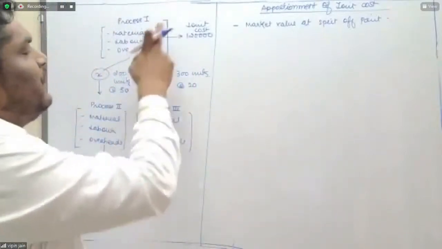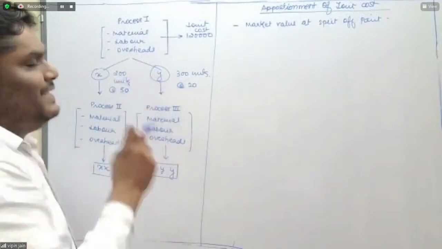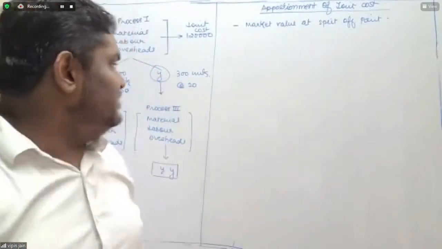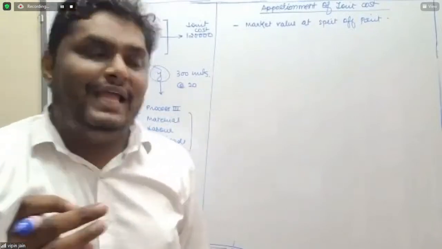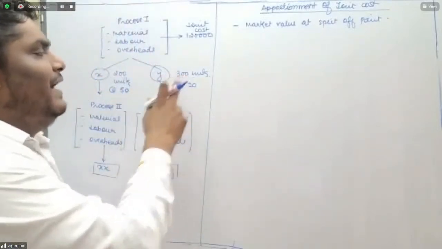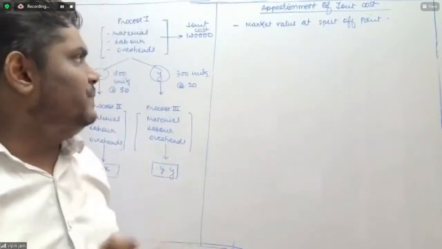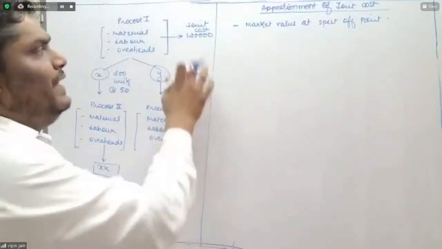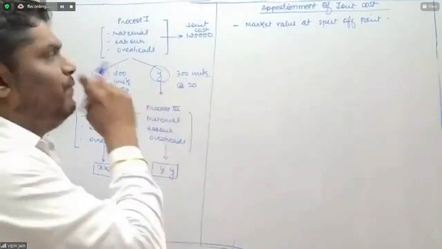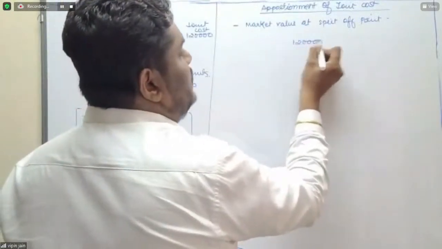So let's say from a particular process, two products emerge, X and Y. X is 200 units, Y is 300 units. The price at which X can be sold in the market is 50 per unit, and the price of Y is rupees 20. So we can allocate the joint cost in the ratio of market value at split off point. Our joint cost is rupees 1,20,000.